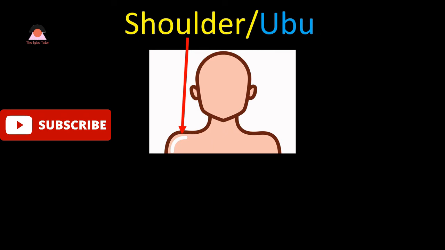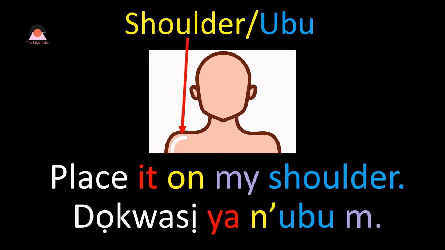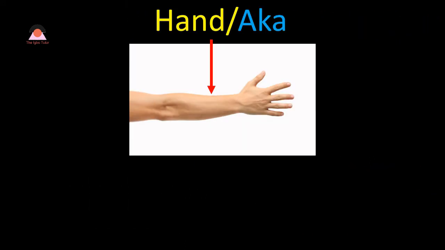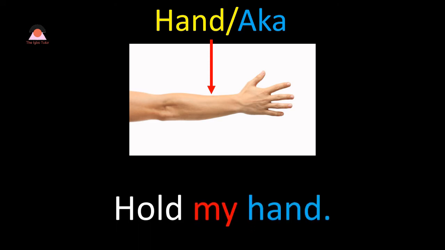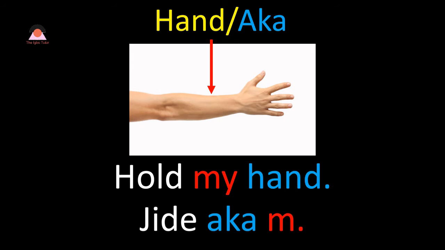Shoulder, ubu. Pay attention to the sound. And the phrase, place it on my shoulder, which means dọkwasị ya n'ubu m. Hand, which means aka. And the phrase, hold my hand, which means jide akam.